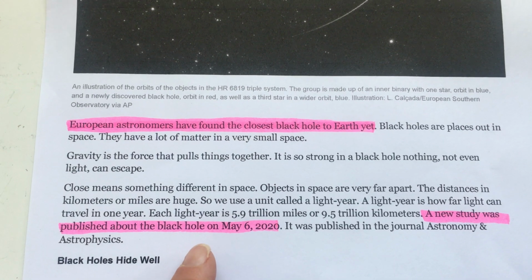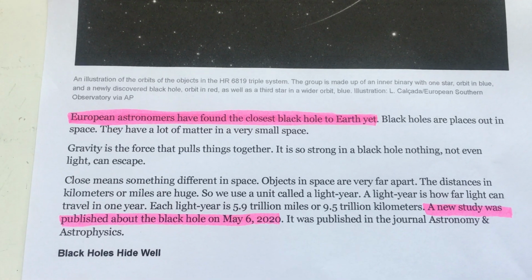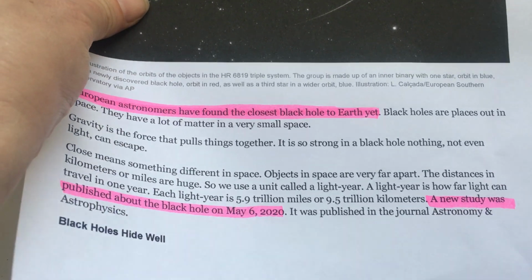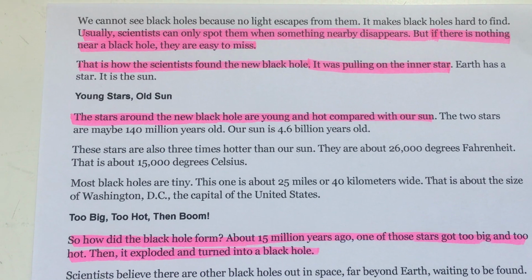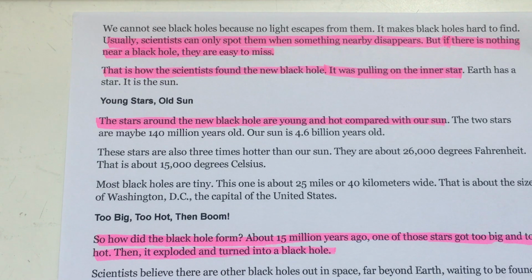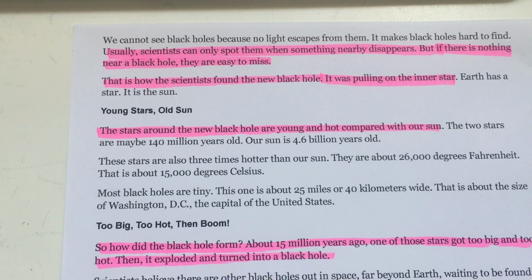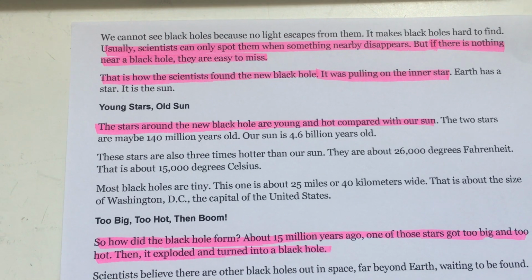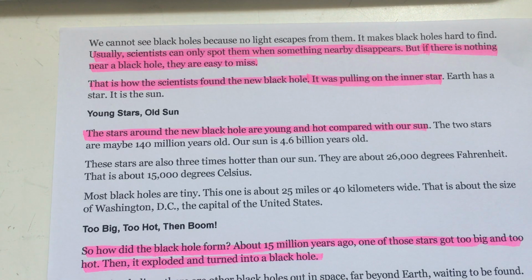A new study was published about the black hole on May 6, 2020. Ooh, there's an important detail. It was published in the journal Astronomy and Astrophysics. Black holes hide well. We usually cannot see black holes because no light escapes from them. It makes black holes hard to find. Usually, scientists can only spot them when something nearby disappears. But if there is nothing near a black hole, they are easy to miss. That is how the scientists found the new black hole. It was pulling on the inner star.